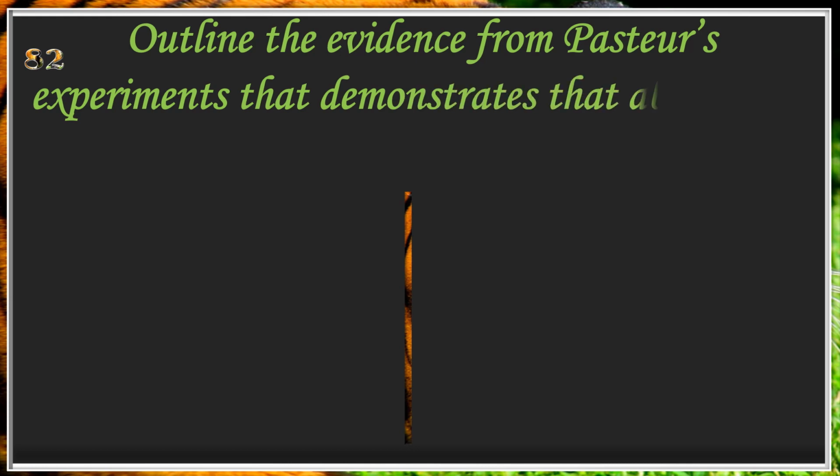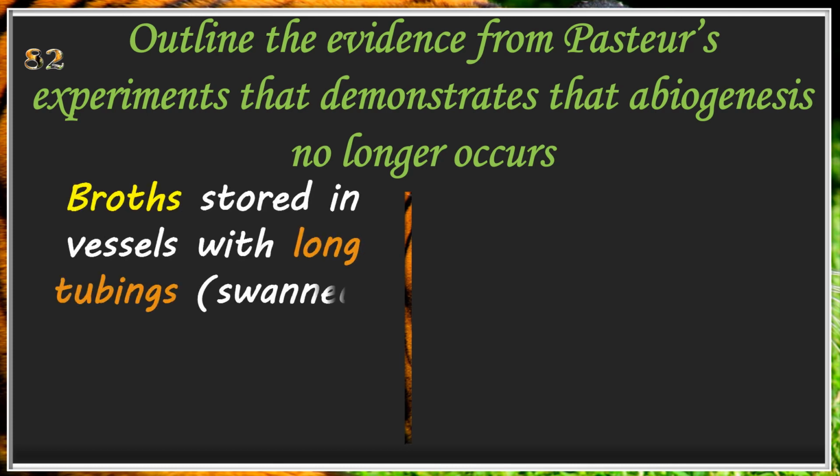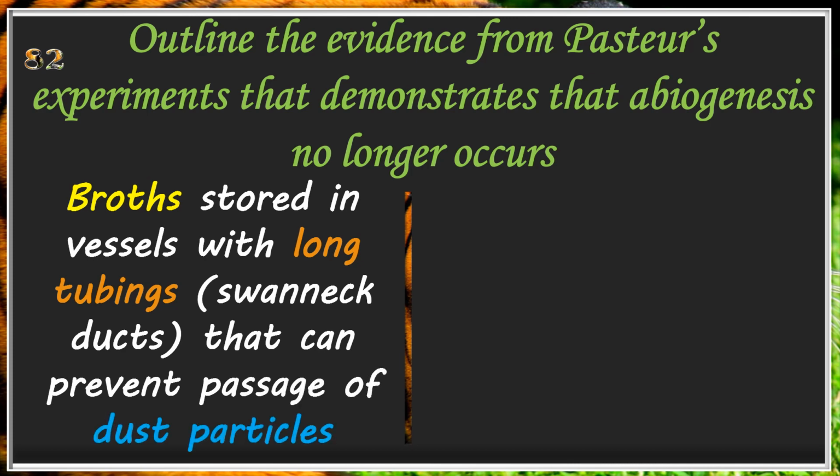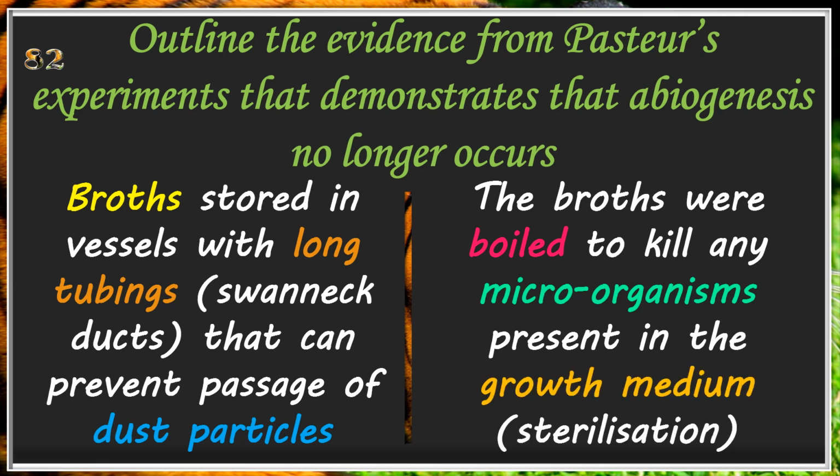Outline the evidence from past experiments that demonstrates that abiogenesis no longer occurs. Broth stored in vessels with long tubing, that is, swan-neck ducts, that can prevent passage of dust particles. The broth was boiled to kill any microorganism present in the growth medium, or what we call sterilization.